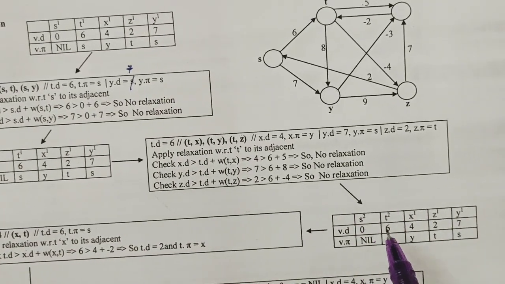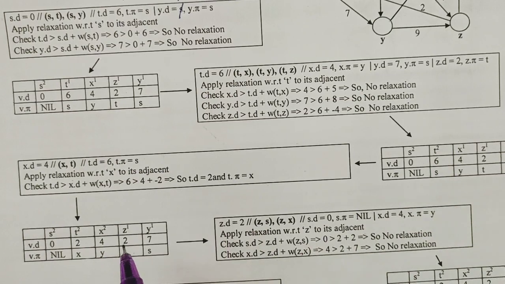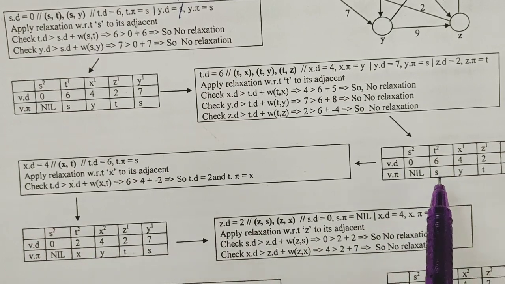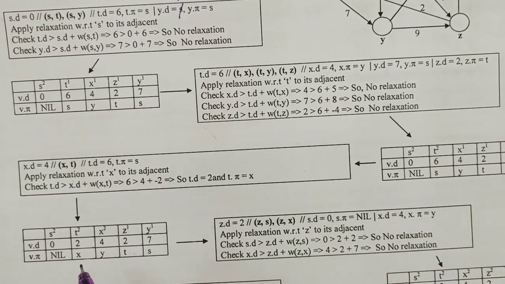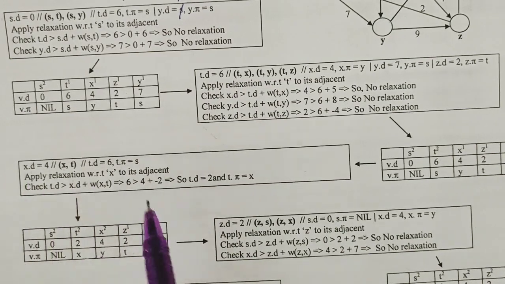Okay, so there is a change for t. Earlier it was 6, now it is 2. Earlier it was s, now it is x. And all of the edges from x are complete under second iteration.